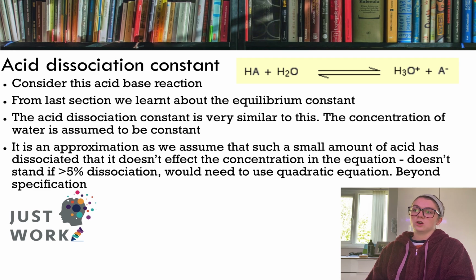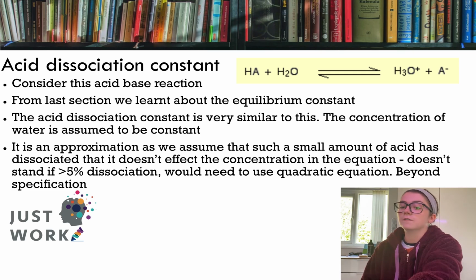So the acid dissociation constant then, consider this acid-base reaction. From the last section we learned about the equilibrium constant and it's set up pretty similar. So it's the concentration, but in this we assume the concentration of water to be constant, and it's an approximation as we assume such a small amount of acid is dissociated when we're looking at our weak acids that it doesn't affect the concentration of the acid in the equation, and this doesn't stand if we have more than 5% dissociation for those weak acids, so we need to use a quadratic equation, and this is beyond the specification. We just need to know that we are using approximations and there is therefore some limitations of this.